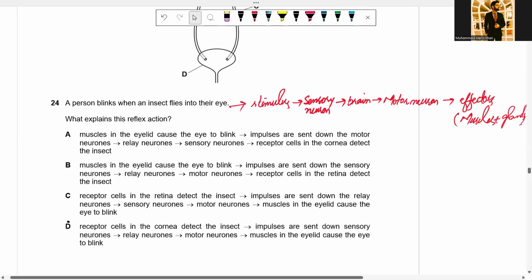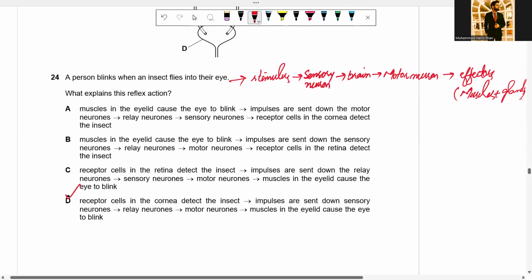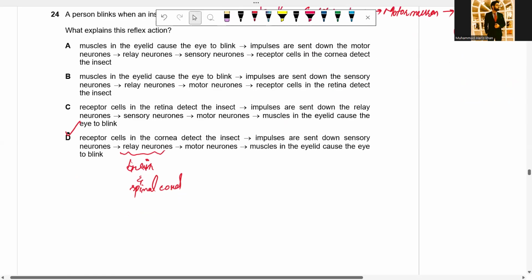Option number D will be correct. That is, receptor cells in the cornea detect the insect. This detection is the function of the receptor, and the stimulus was the insect. Number two, impulses are sent down sensory neurons. This is the second step, and then the relay neurons are present in the brain and spinal cord, and then the motor neuron. Spinal cord and motor neuron will carry the message to the effectors, that is muscles, and muscles in the eyelid cause the eye to blink.